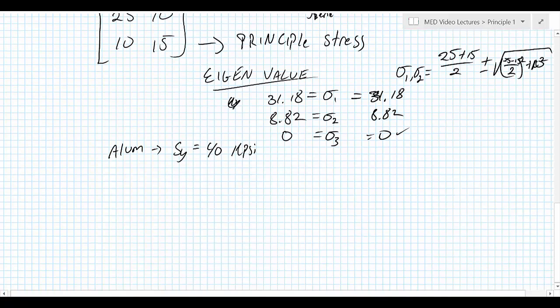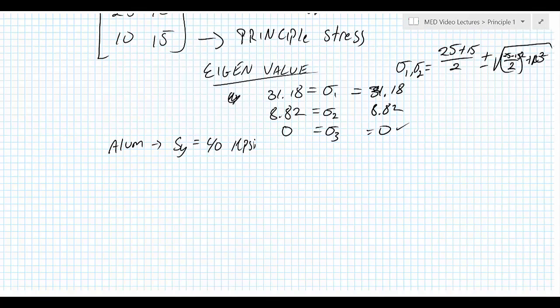Well, according to distortion energy, what we can do is we can say is the von Mises stress greater than that yield strength? Or for maximum shear stress theory, we can say is the maximum shear stress our part is under equal to the shear stress equivalent of that yield strength. So let's look at those two.